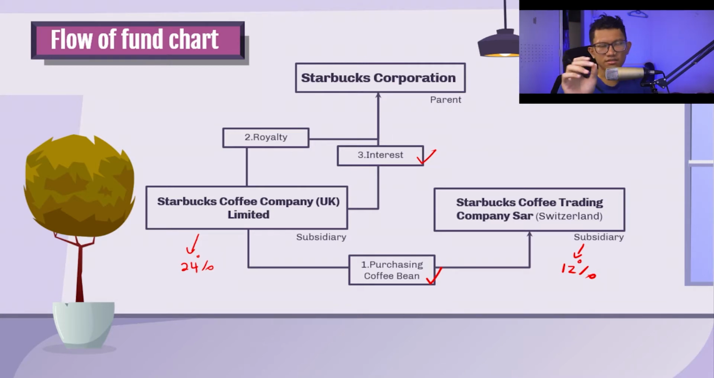These three are the transfer pricing strategies that are being implemented by the Starbucks so that the overall tax payable of the corporation will be reduced.